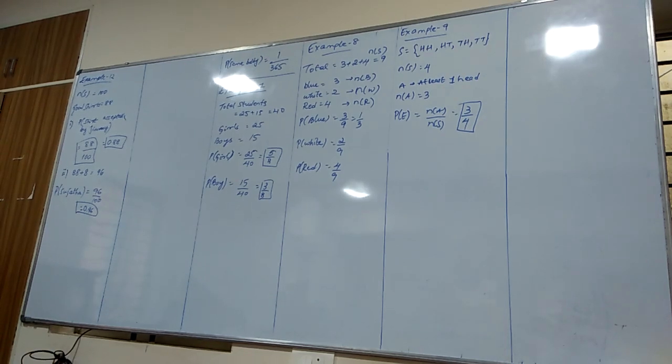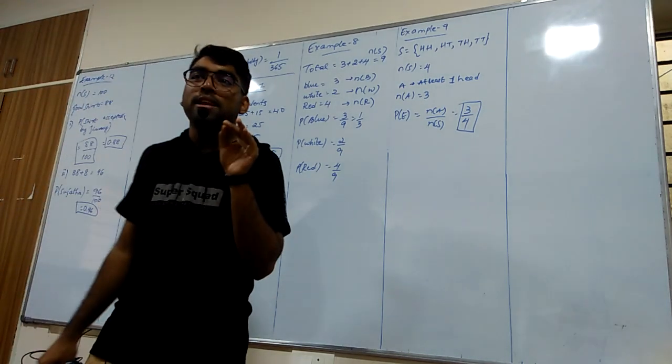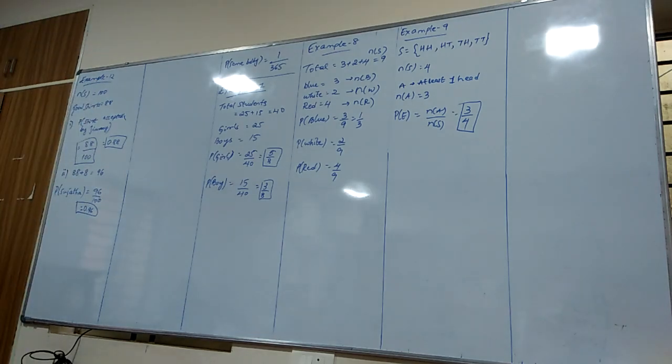Okay, 2 dice, so the sample space is very big now. There are 36 items in the sample space. Are you people ready to write? Yes, sir. Right. 1,1; 1,2; 1,3, and so on up to 6, all the combinations.